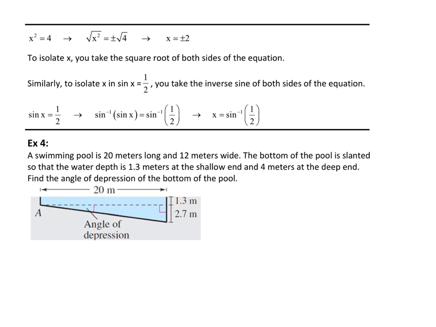All right, last idea, refreshing your memory here. X squared is equal to 4. To get x by itself, you simply take the square root of both sides. And then you've isolated x.